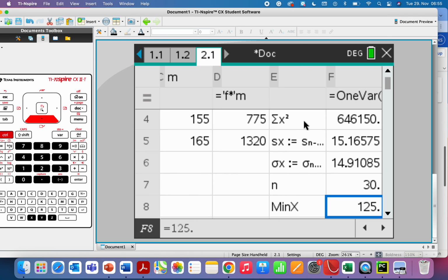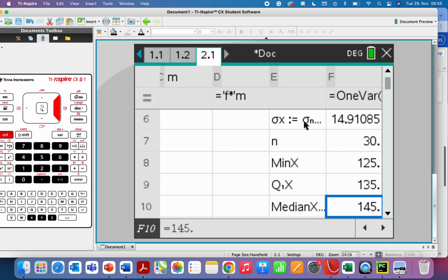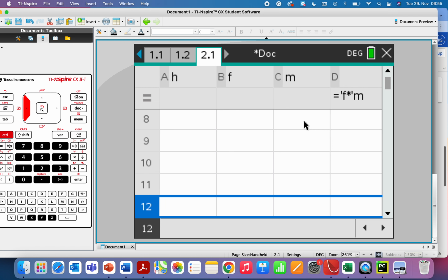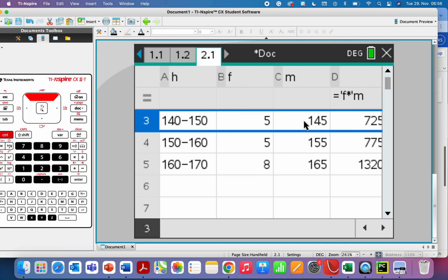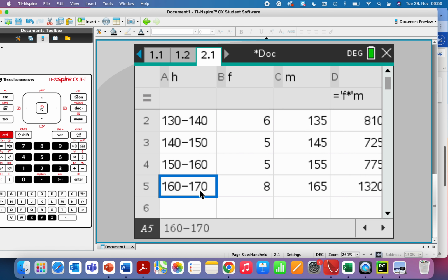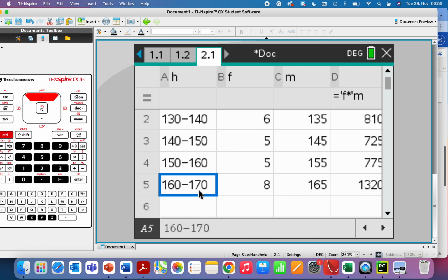And if we scroll down, we have the lower quartile, the median, the upper quartile, and of course it tells us the maximum is 165. But if we're thinking quite smart about this, the biggest value could be 170, and the smallest value could be 120. So we say the minimum is 120 because we could have someone that small, and we'll say the maximum is actually 170. We could have somebody at 170.